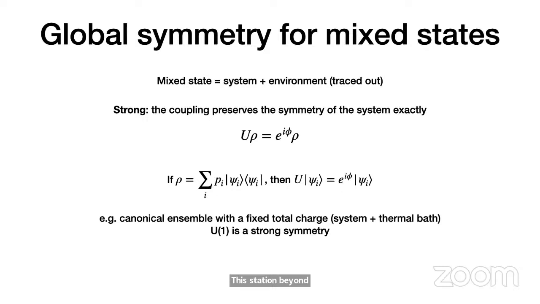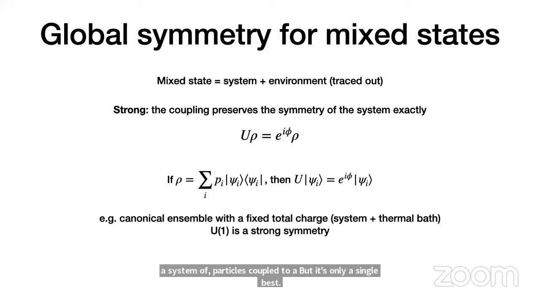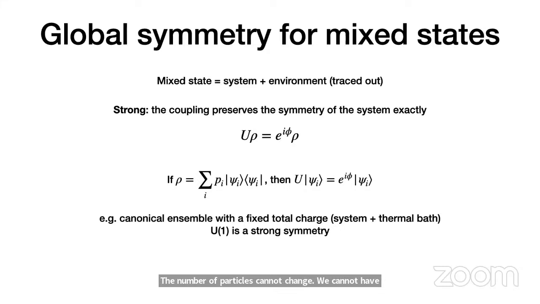Now, if it sounds unfamiliar, there's a familiar example of a strong symmetry. We learn in stat mech that we have these canonical ensembles, which are a system of particles coupled to a thermal bath. But it's only a thermal bath. The number of particles cannot change. We cannot have fluctuation of particle numbers. In that case, the number conservation of these particles is a strong symmetry. So it's just the symmetry of a canonical ensemble, basically.